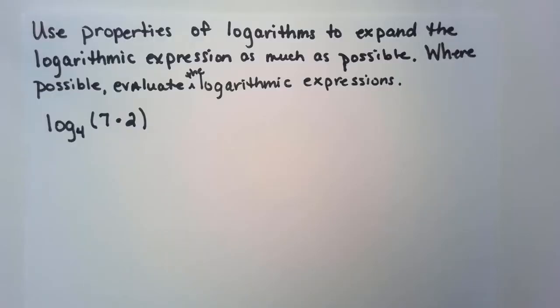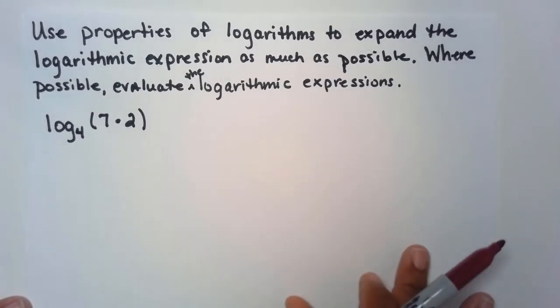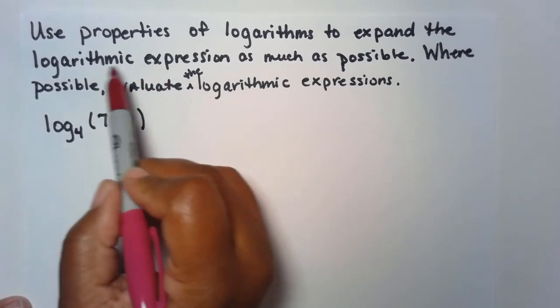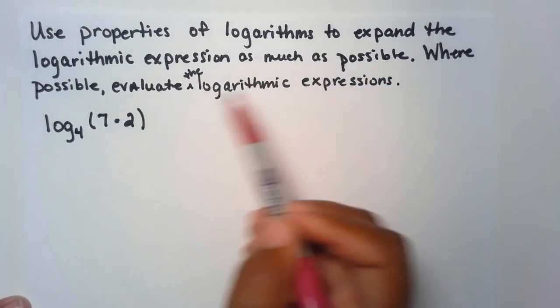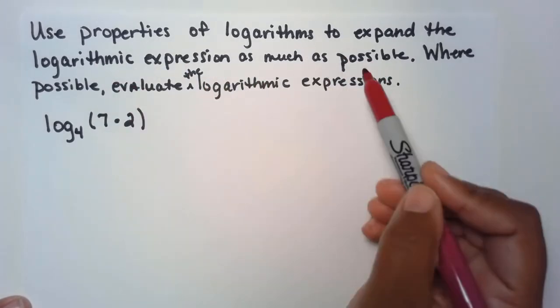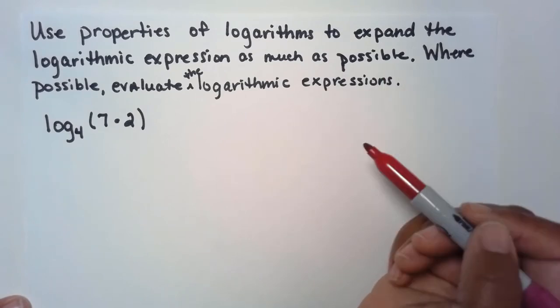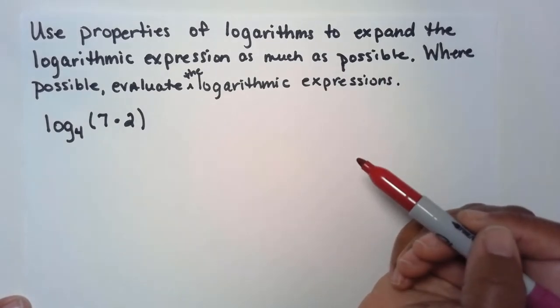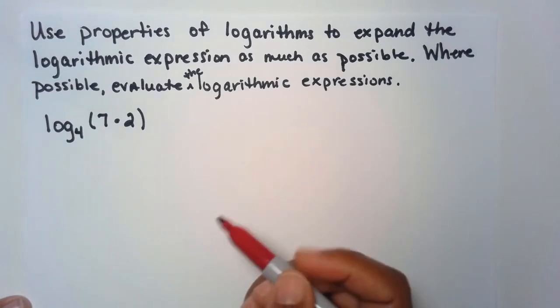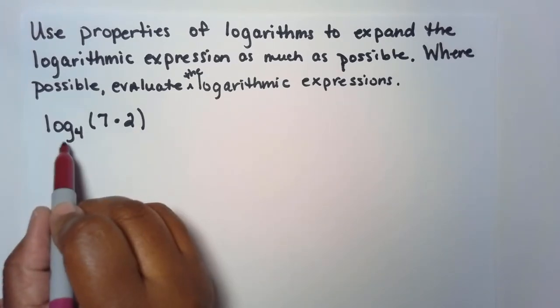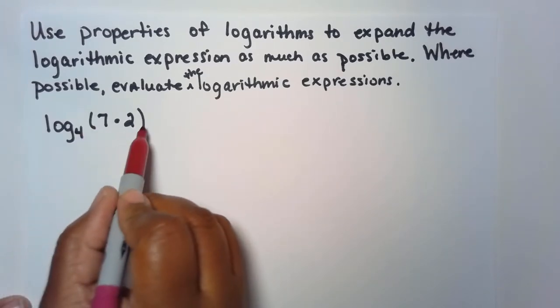All right, so in the previous video, we talked about the properties of logarithmic expressions and how to expand, and also look at how to condense. So let's look at some examples. We have here, it says, use properties of logarithms to expand the logarithmic expression as much as possible. Where possible, evaluate the logarithmic expressions. Okay, so we have log base 4 of 7 times 2.